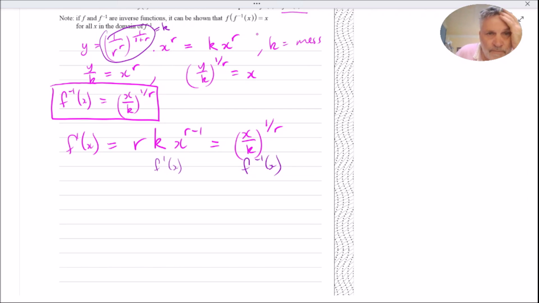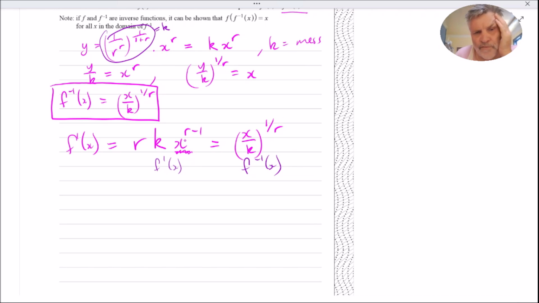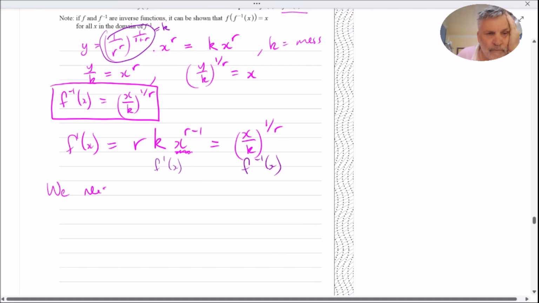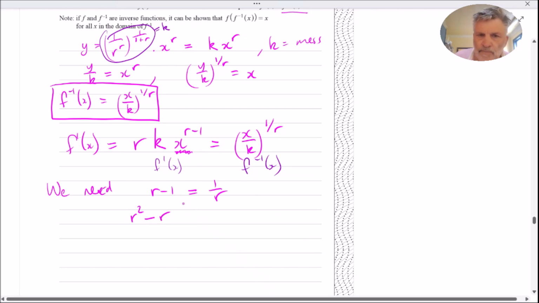The first thing that's going to be apparent is that these x terms have to have the same power. Otherwise, they can't possibly be true for all values, all powers. So we need r minus 1 to be equal to 1 over r. And this is just a quadratic. Multiply through by r, you get r squared minus r minus 1 equal to 0.